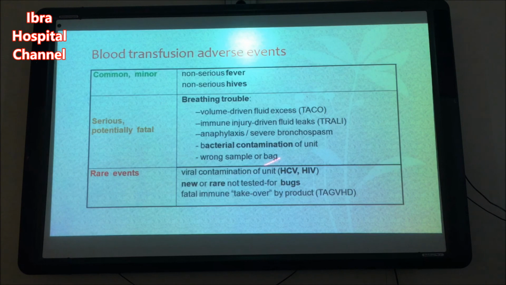As I said, some common side effects can happen, some more serious side effects that can happen also. You will have more discussion about this, and some rare but also fatal side effects, and nobody can prevent these adverse events from happening. So the best strategy is you don't give blood if it is not necessary. The only way to prevent most of these reactions is to avoid blood transfusion in the first place.